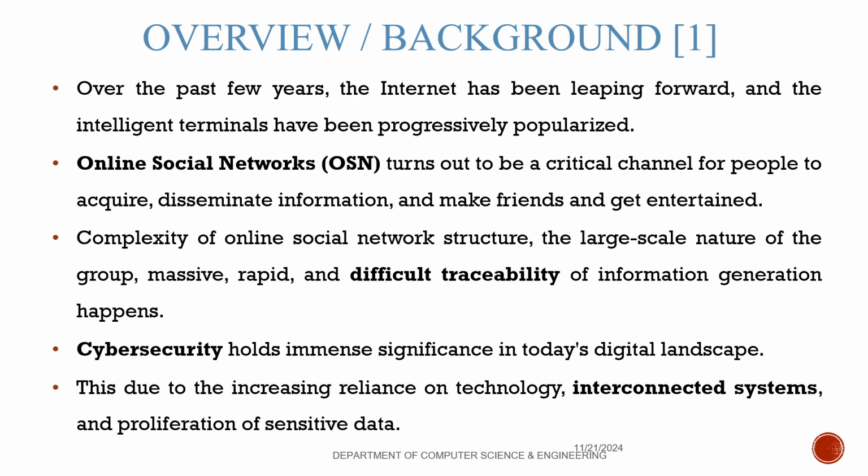The main concern here is online social networks, where it's very critical for people to connect, acquire data, disseminate information, make friends and get entertainment. In these online social networks, the complexity of the systems is very huge, and they are large scale in nature, with massive, rapid, and difficult traceability. We cannot find where we are getting the information from. We get some information from social media or social networks, but we don't know where exactly it came from. We click the link and it will open to malware. We do not know. That's the background I'd like to give.